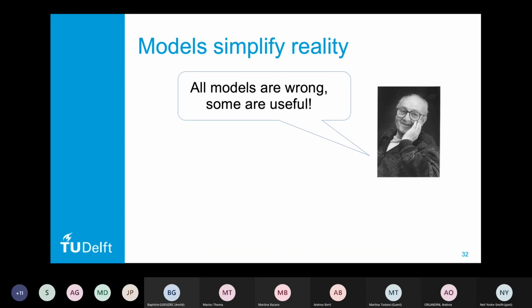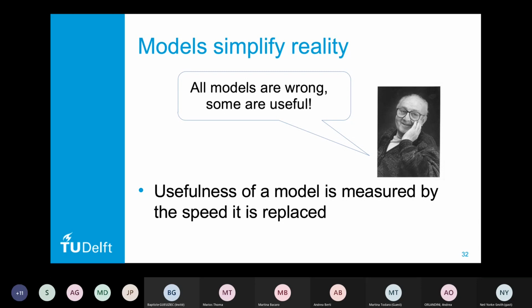Okay, what's our second nugget? Well, since all models are wrong, but some are useful, what do we mean by useful? Usefulness of a model is measured by the speed at which it is replaced. Now, this takes a moment to think about. What makes a model useful? Well, it's a more accurate model, or it helps us do this thing better. Well, no, the models have a purpose. That's to help answer some question. So actually, a really useful model helps us to move on with the question and ask the next question.